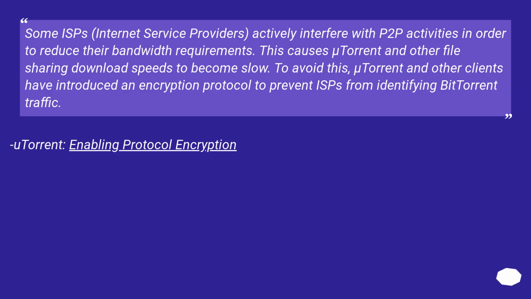Some ISPs, Internet Service Providers, actively interfere with peer-to-peer activities in order to reduce their bandwidth requirements. This causes uTorrent and other file sharing download speeds to become slow. To avoid this, uTorrent and other clients have introduced an encryption protocol to prevent ISPs from identifying BitTorrent traffic. uTorrent, enabling protocol encryption.